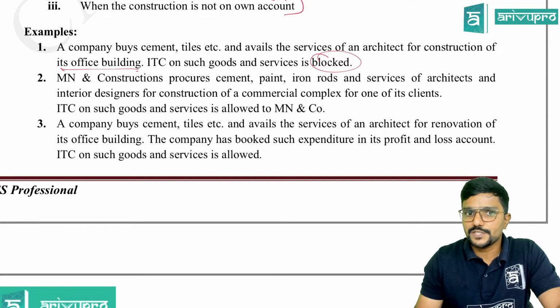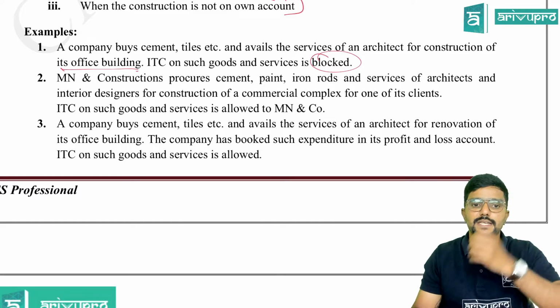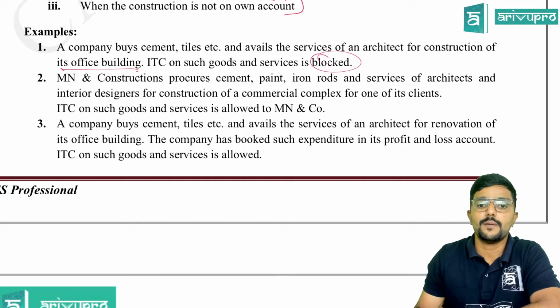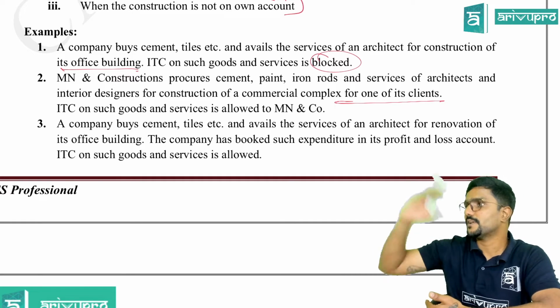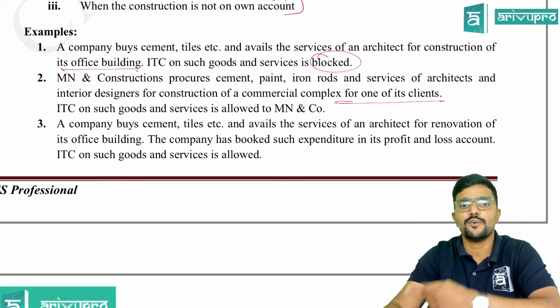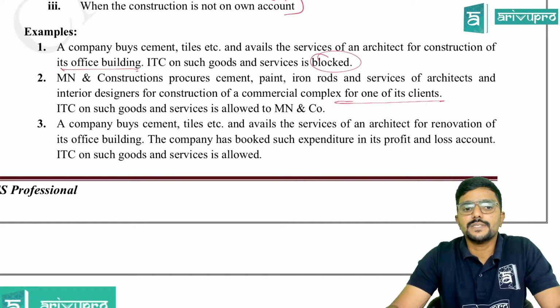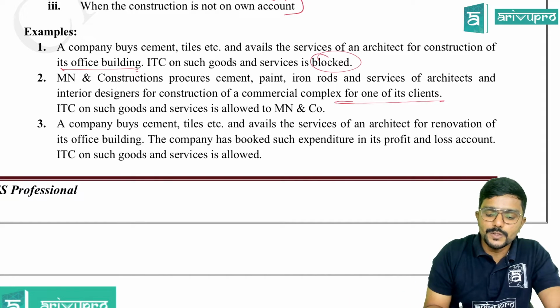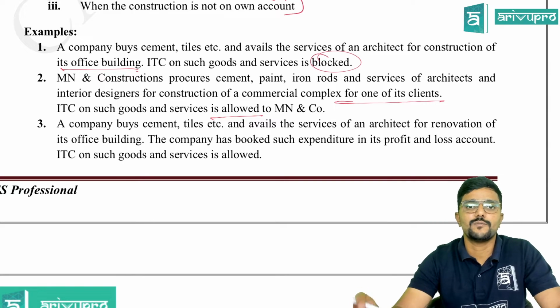MN and Constructions procures cement, paint, iron rods, which are the raw materials for them, and services of architects and interior designers for construction of a commercial complex for one of its clients. So it is not for themselves, it is for clients. So can MN and Constructions claim the credit of whatever tax they have paid on these items? Yes, they can claim it. ITC on such goods and services is allowed to MN and Co. because they are not constructing for themselves but for their client.